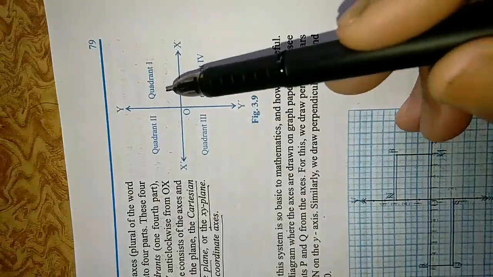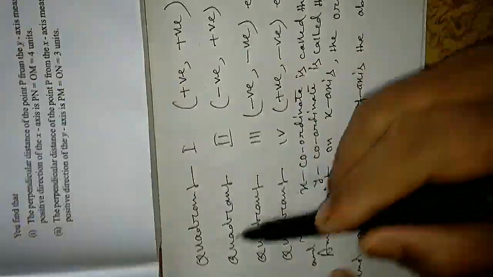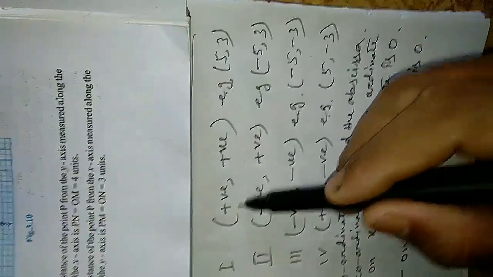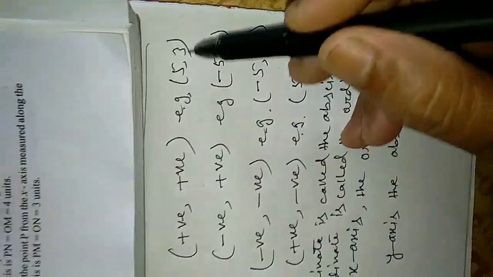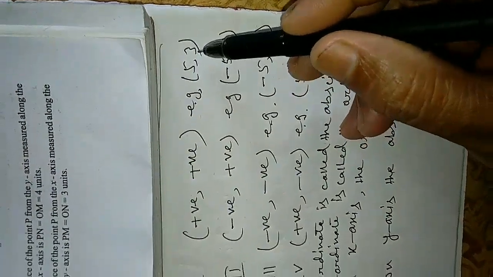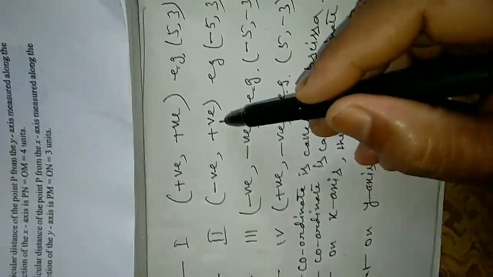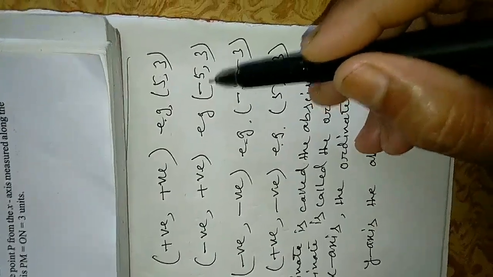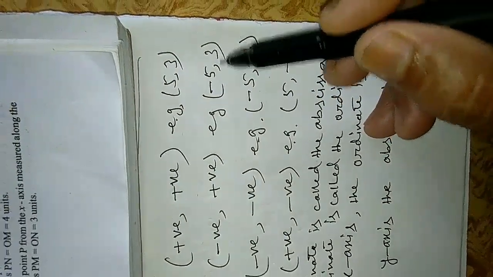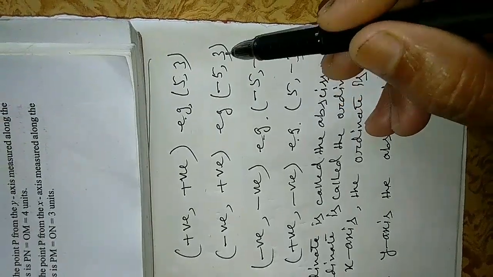The two coordinate axes, x-axis and y-axis, form the 4 quadrants. If you plot any point in a quadrant, in the first quadrant x and y both values are positive. One example is (5, 3): x value positive, y value positive. In quadrant 2, x value is negative and y value is positive, so for example (-5, 3).